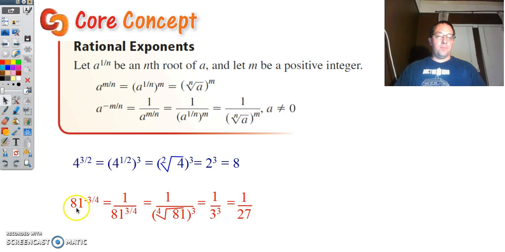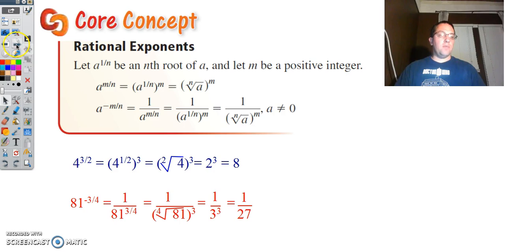So for example, 81 to the negative 3/4. Well, since we have a negative exponent, this is going to be 1 over 81 to the positive 3/4. So for 3/4, this denominator here moves out to the front into our root. So this is the 4th root of 81 cubed. Well, the 4th root of 81 is 3, so we have 3 cubed, 1 over 3 cubed. So this is 1 over 27. All right? That's how this works.